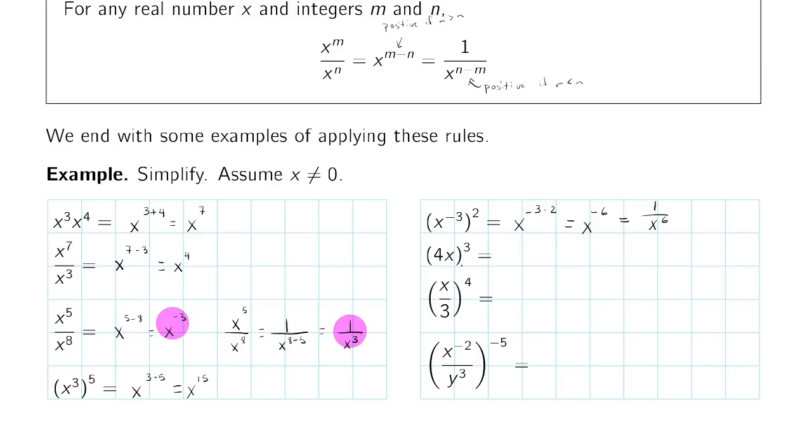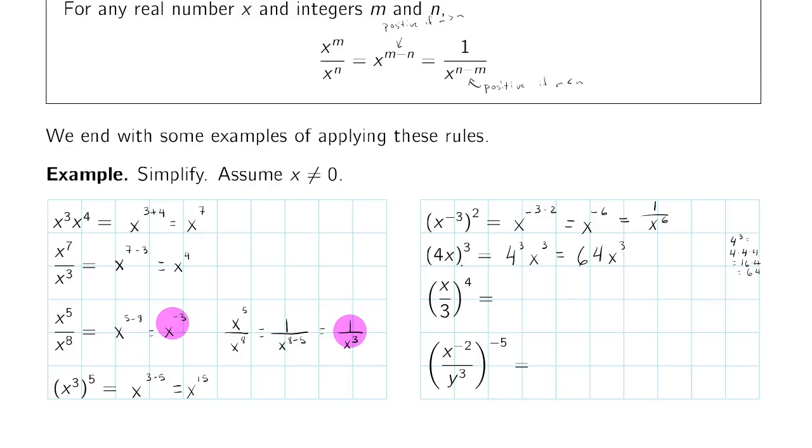If we have 4x to the 3rd, well, that's 4 to the 3rd times x to the 3rd. And 4 to the 3rd we can actually work out. We can do that by hand, just over in the margin here. 4 to the 3rd is 4 times 4 times 4, which is 16 times 4, which is 64. Or, of course, we can do that on a calculator. 64x to the third.